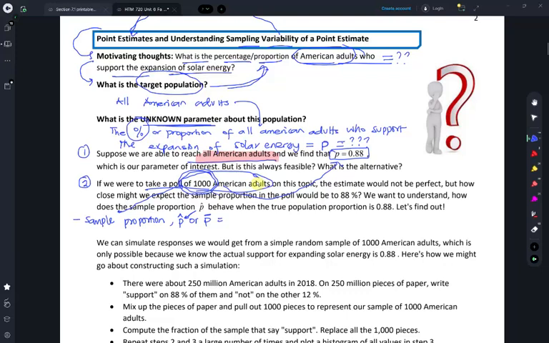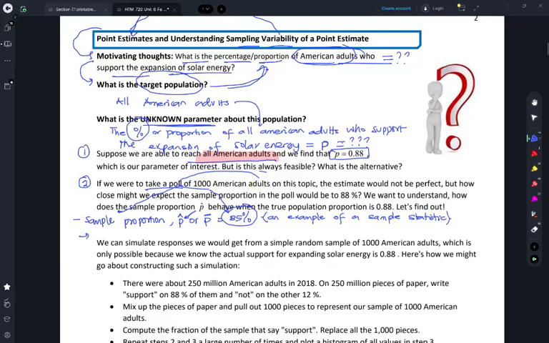Let us say the first 1,000 American adults who were polled on this topic was such that 85% of them say they support the expansion of solar energy. Take note that because this 85% pertains to a sample, based on what we learned in Unit 1, this is an example of a sample statistic.